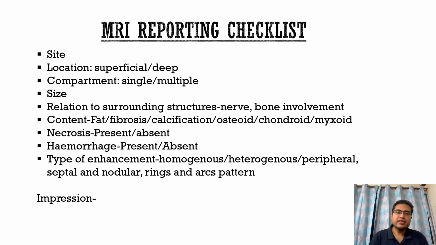So MRI reporting checklists should include the site of the tumor, the location, whether it is superficial or deep, the compartment of the lesion, whether single or multiple compartments are involved, the size, the relation to the surrounding structures, the nerve and the bone, the predominant content, which is determined by the signal changes in various sequences, the necrosis, whether it is present, whether hemorrhage is present or not, the type of enhancement of the tumor, whether it is homogeneous, heterogeneous, peripheral, or septal, and finally the diagnosis can be made accordingly.